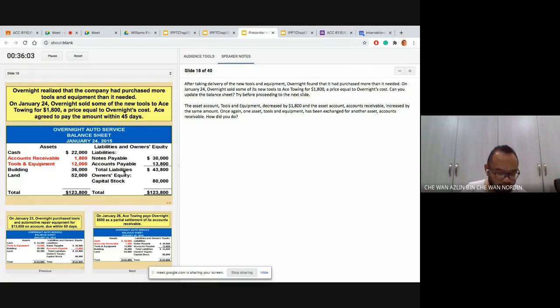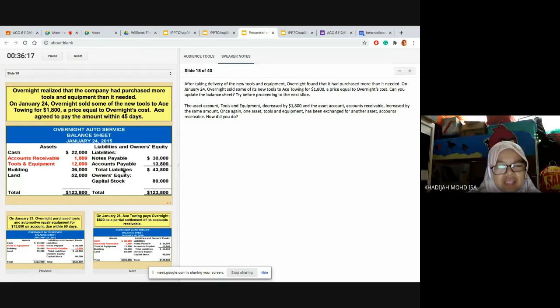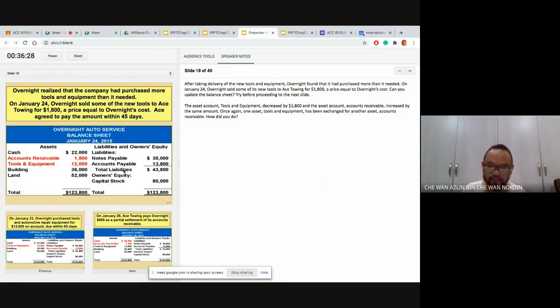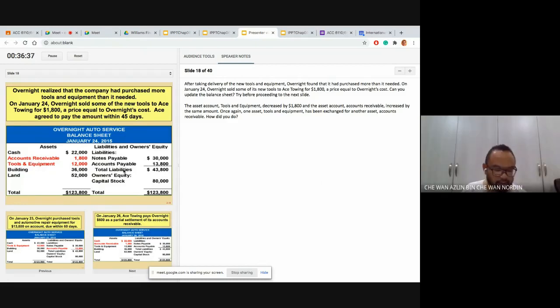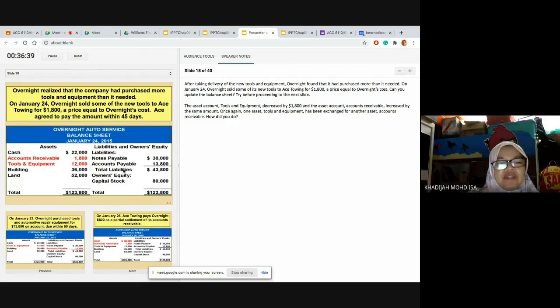Because they sold some of the new tools to Ace Towing for 1,800, and then they get the money after 45 days. Okay. So what happened to the tools and equipment? Initially, before this transaction, how much is your tools and equipment? 13,800. Yes, very good. Before this. Then when you sold, means that 1,800.